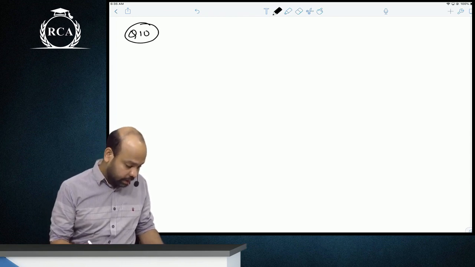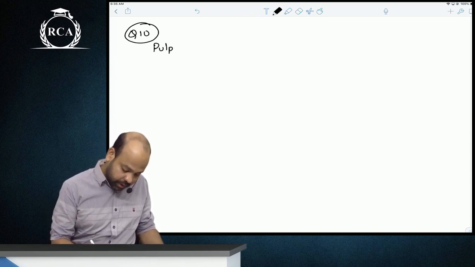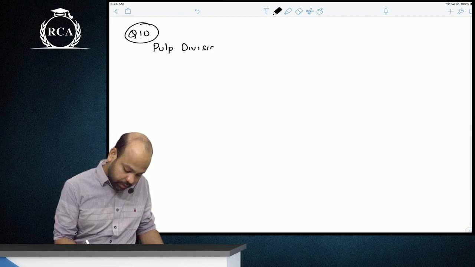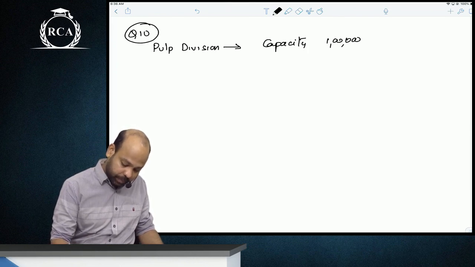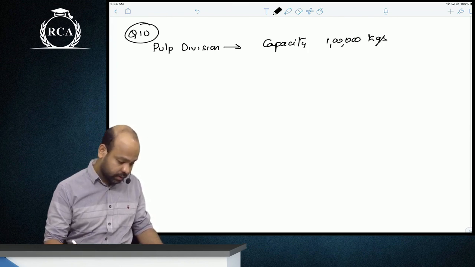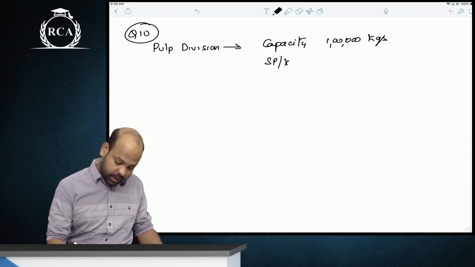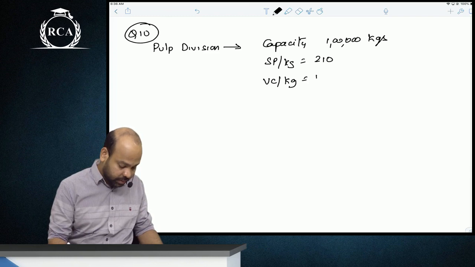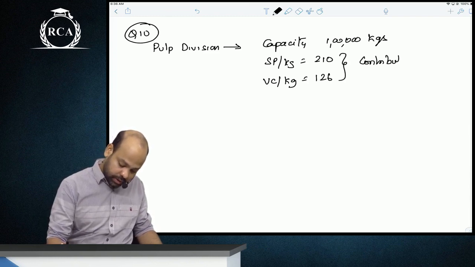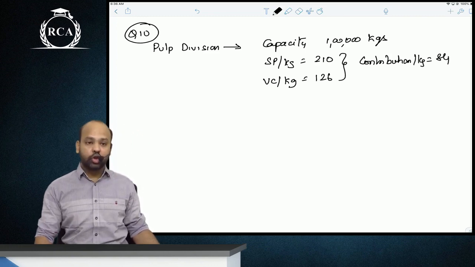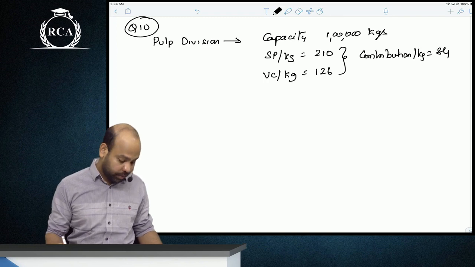So here, let us talk about the pulp division. For the pulp division, I'm writing the given information. Capacity is 1 lakh kgs. The selling price per kg is 210. Variable cost per kg is 126. Contribution per kg is 84 rupees.